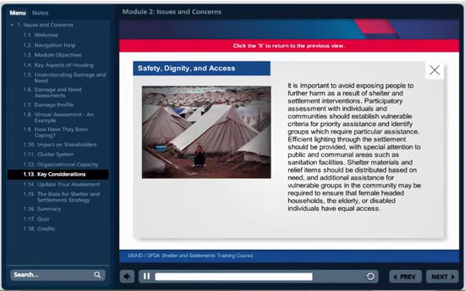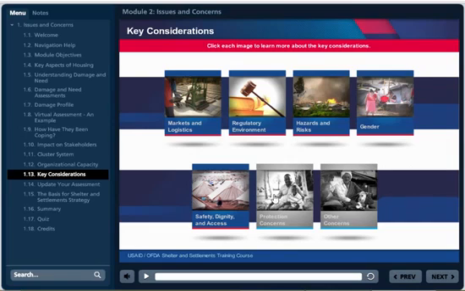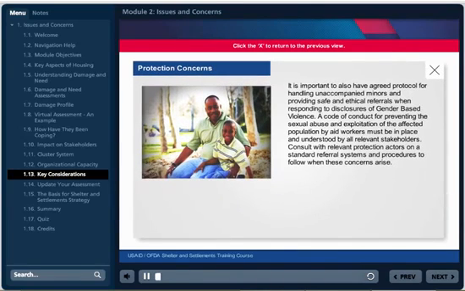and additional assistance for vulnerable groups in the community may be required to ensure that female-headed households, the elderly, or disabled individuals have equal access. It is important to also have an agreed protocol for handling unaccompanied minors and providing safe and ethical referrals when responding to disclosures of gender-based violence.